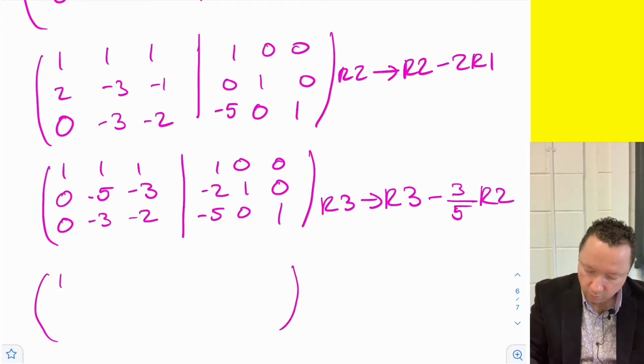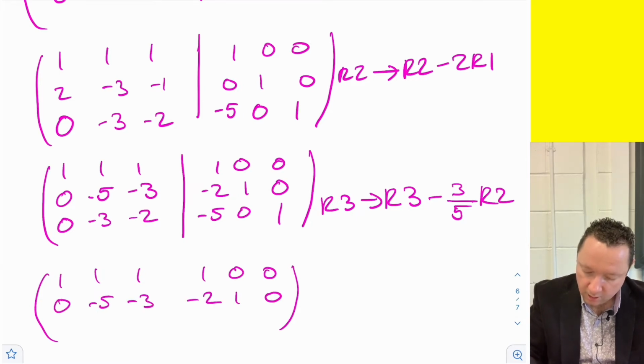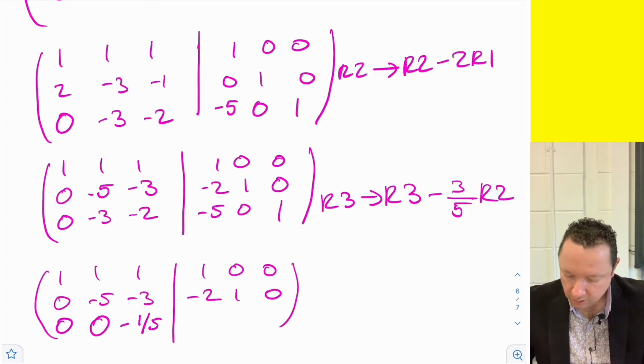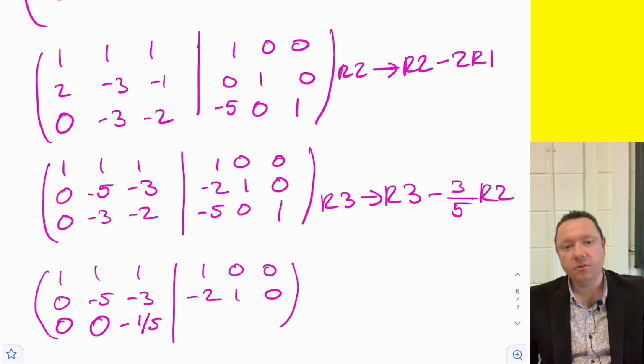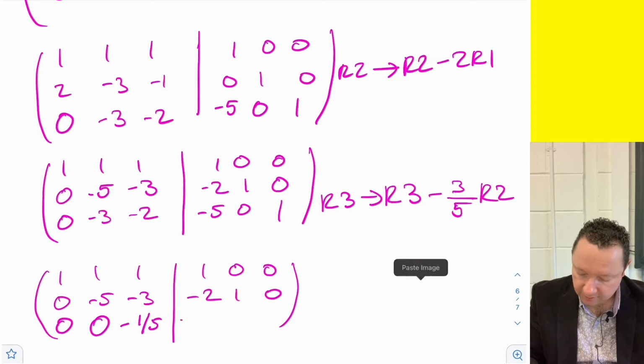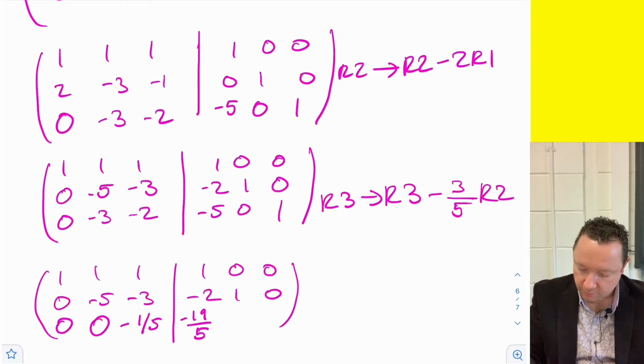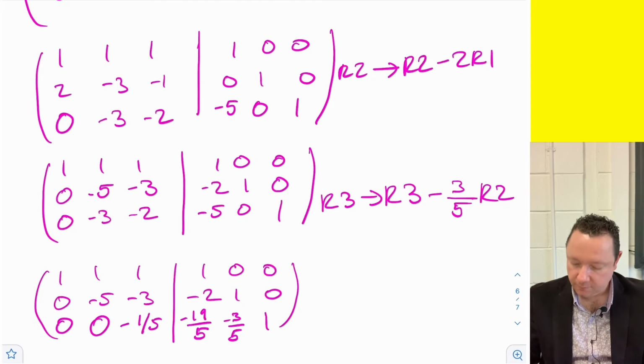We've got 1, 1, 1, 1, 0, 0, 0 minus 5 minus 3 minus 2, 1, 0, 0, 0. So that's minus 1/5. Minus 5 take away 3/5 of minus 2. That gives us minus 19 over 5. Feel free to check that out yourself. 0 take away 3/5 of 1 is minus 3/5. And 1 take away 0 is just 1.